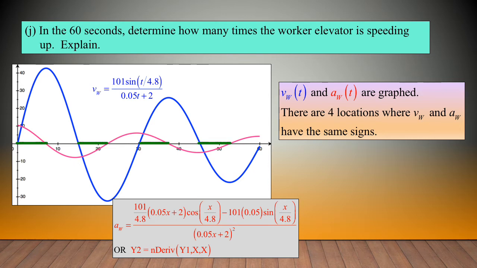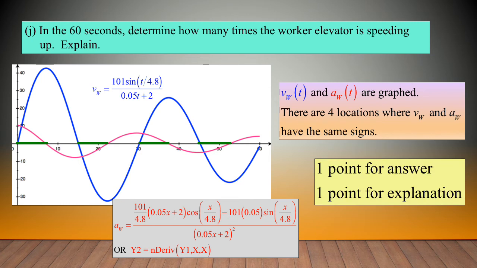Speeding up means that both the velocity and acceleration have the same sign, either both positive or both negative. And we can see by the green lines that this occurs in 4 distinct sections on the graph. For grading, 1 point is given for the answer and then 1 point for the explanation.